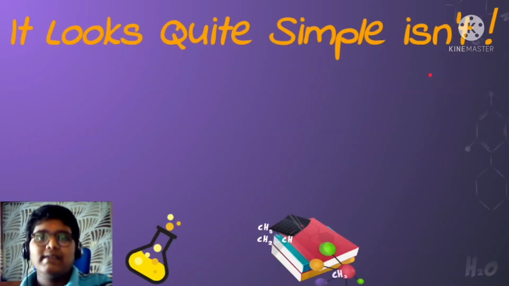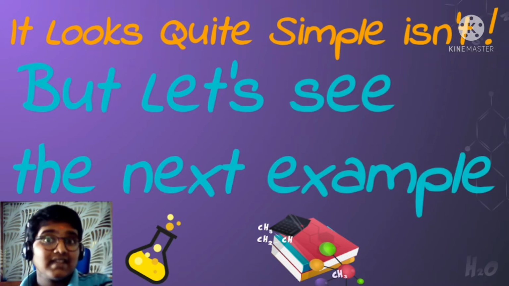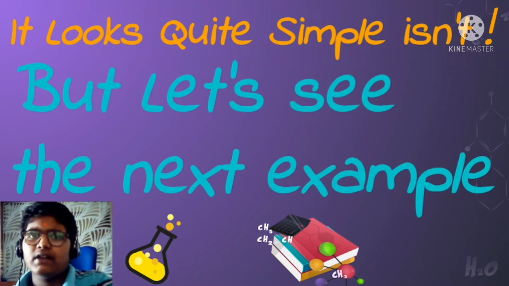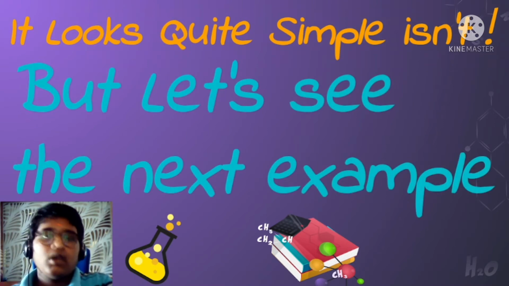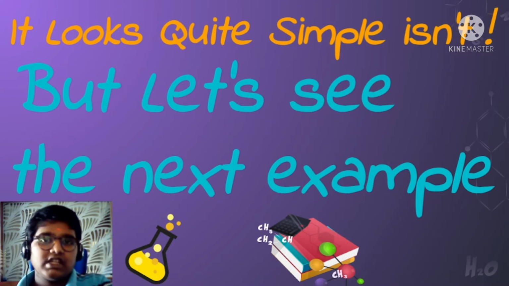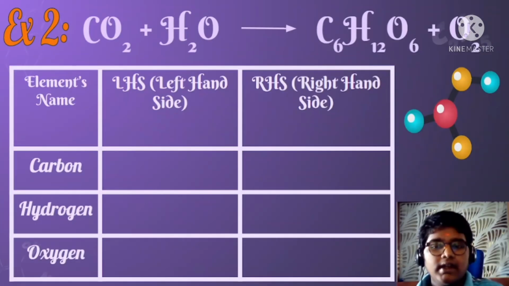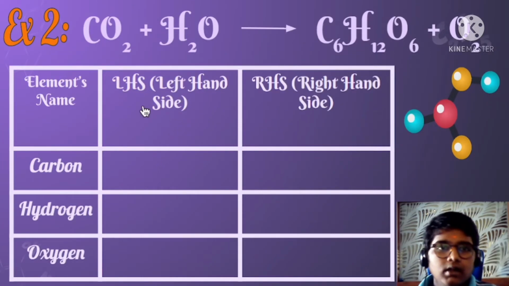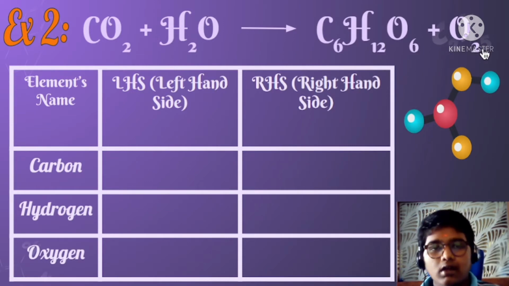It looks quite simple because it was a very small and simple chemical reaction. So let's see the next example, which makes it a little difficult while following this procedure, and after that we'll see our trick to balance any chemical equation in a jiffy. So watch till the end. So here is our next example, that is carbon dioxide reacts with water to give us glucose, C6H12O6, and oxygen.